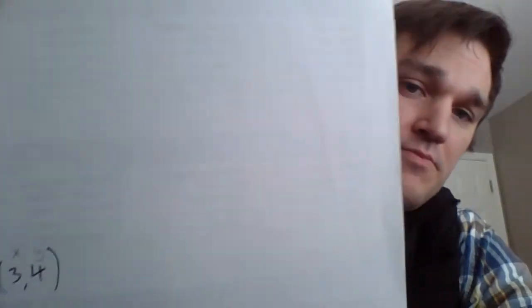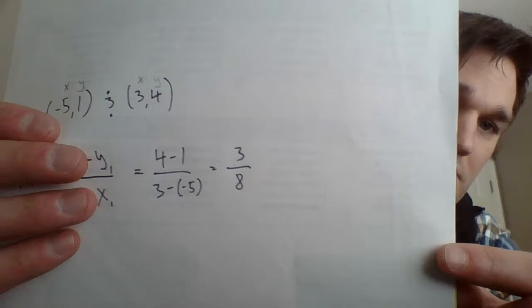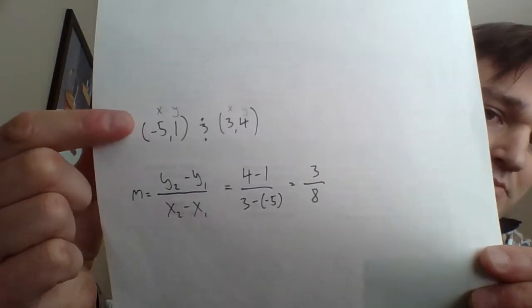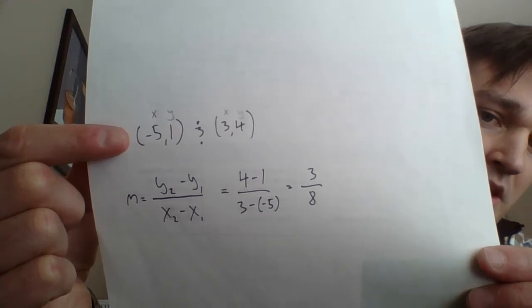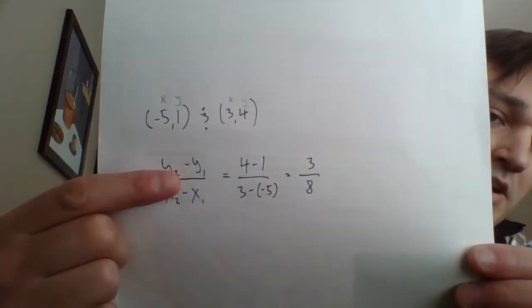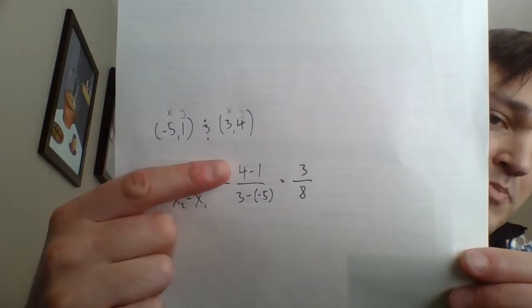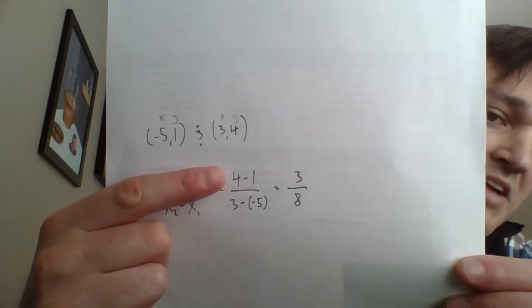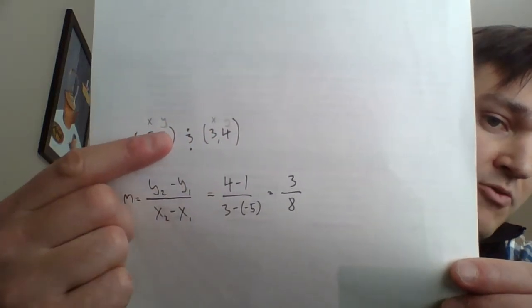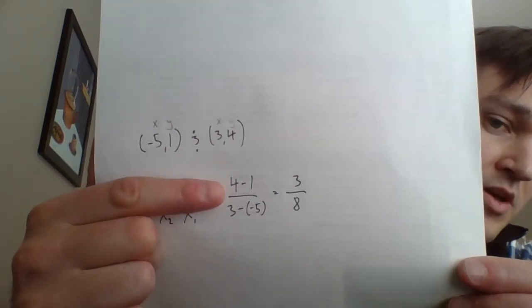So on a separate sheet of paper, write down those 2 points. Here are my 2 points. I'm writing them down. And then I'm starting with the slope formula, and I'm going to use it. So up top, I'm subtracting my y values. There's my y, there's my other y, 4 and 1. I'm going to subtract them.